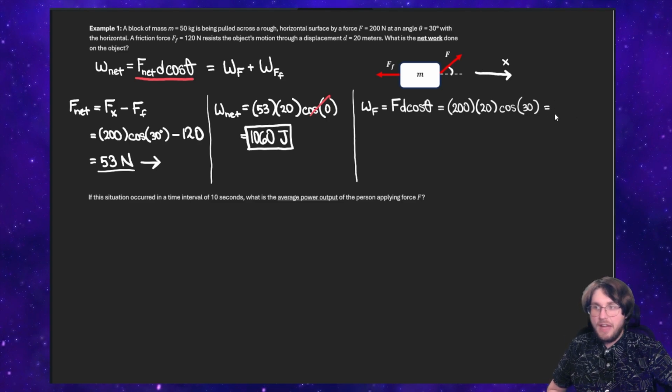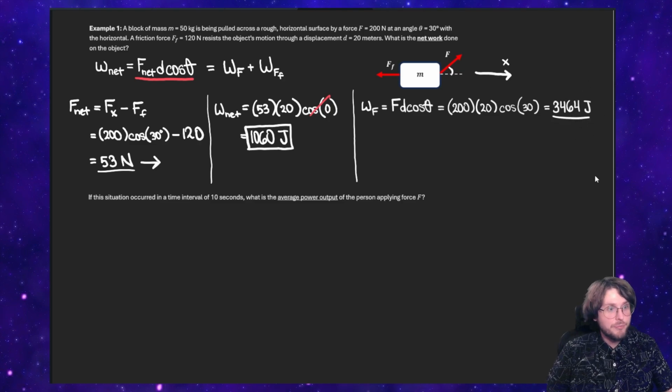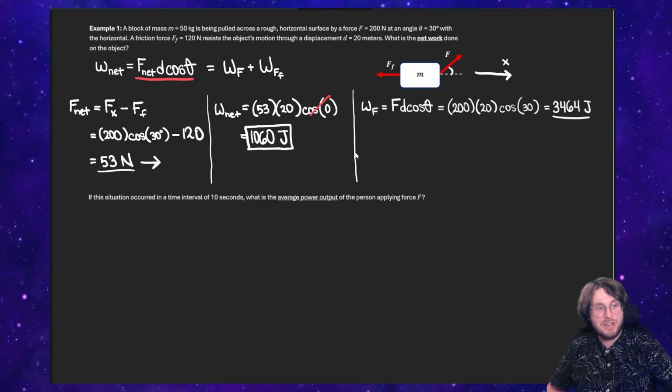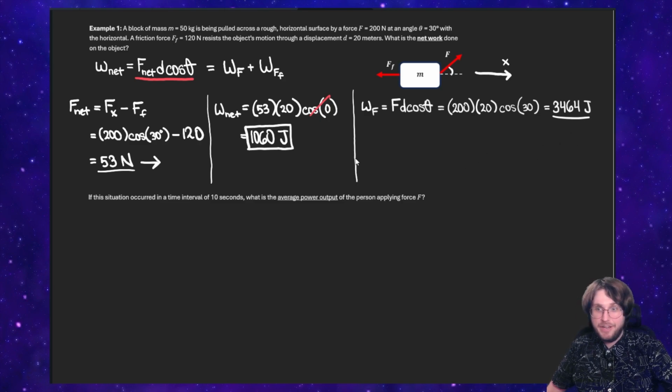So if we calculate that, it'll turn out to be about 3,464 joules. All right. Now notice that is larger than the net work that the object gained at the end of the day. And that's because, again, there is a delinquent afoot here that we're hopefully going to find with this next force that's sapping away energy that we, as the individual pulling this block, are putting in.